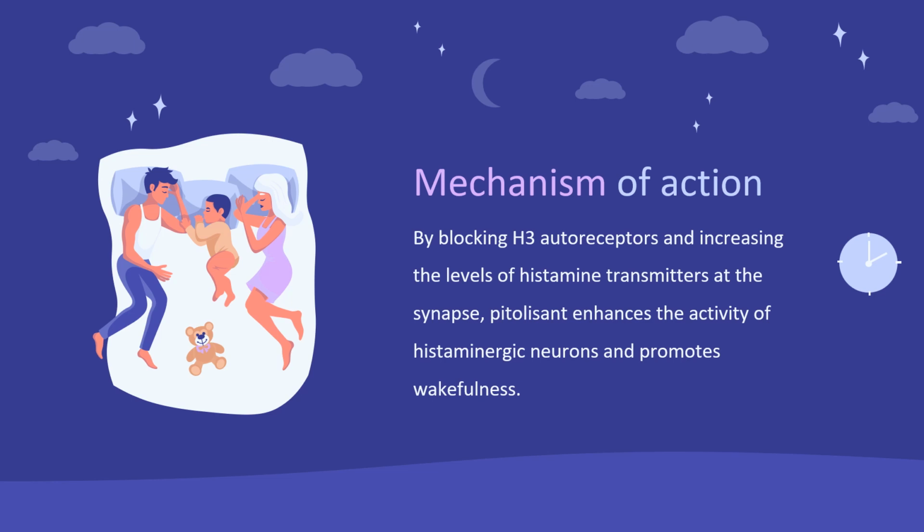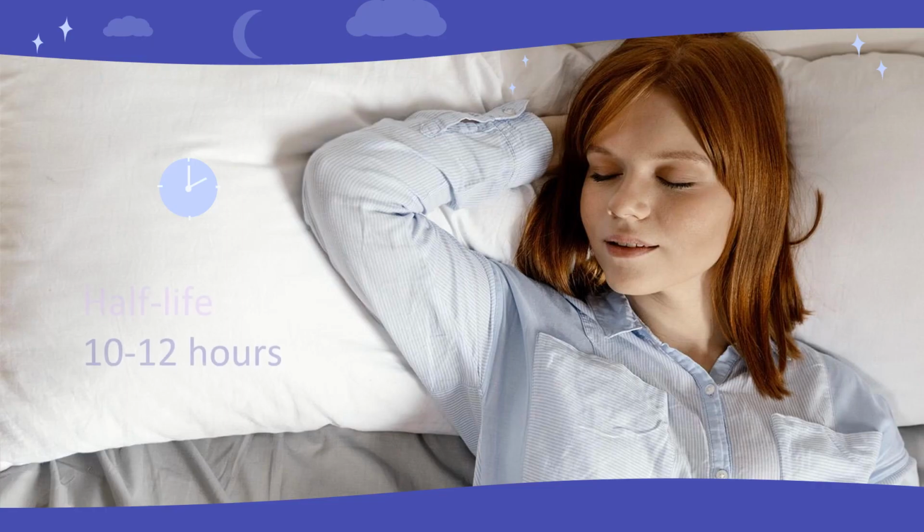By blocking H3 autoreceptors and increasing the levels of histamine transmitters at the synapse, pitolisant enhances activity of histaminergic neurons and promotes wakefulness. Inverse agonism of pitolisant at H3 receptors also leads to enhanced synthesis and release of endogenous histamine over the basal level. Pitolisant acts as a high-affinity competitive antagonist, Ki 0.16 nM, and as an inverse agonist, EC50 1.5 nM, at the human H3 receptor and mediates its pharmacological action at the presynaptic level.